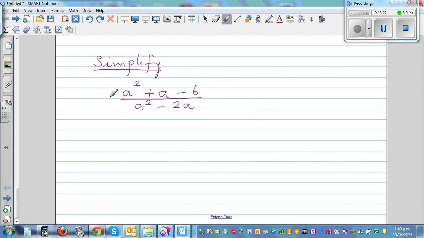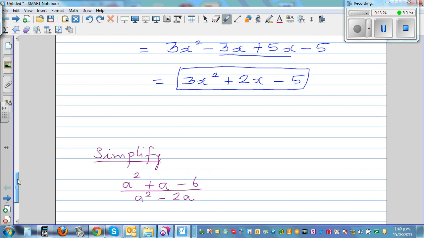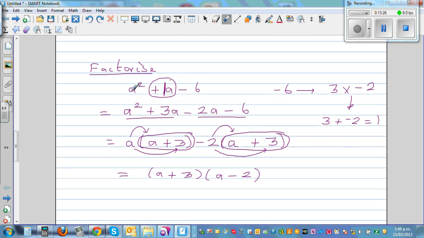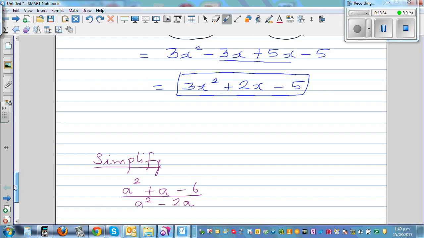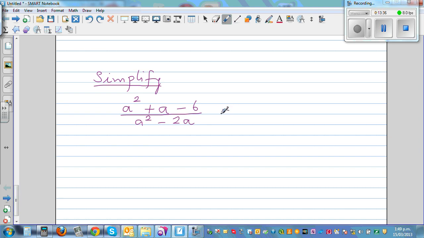So first we'll factorize this. We have already factorized this: a squared plus a minus 6 is this answer, so you can directly write this answer here. So this is a plus 3 times a minus 2. And the denominator, you can factor out the a, so it'll be a minus 2.